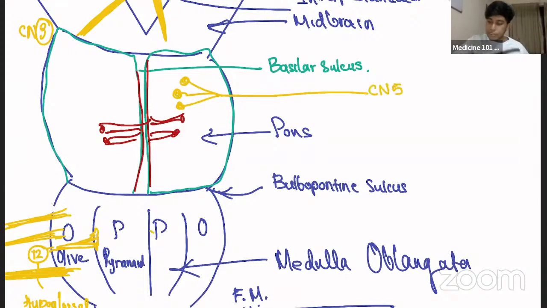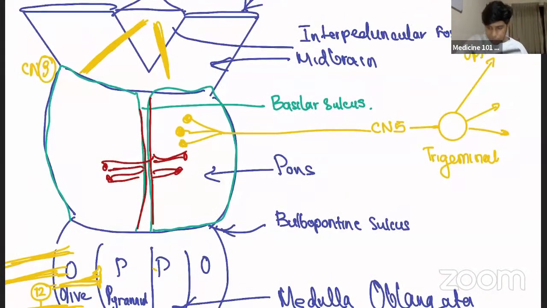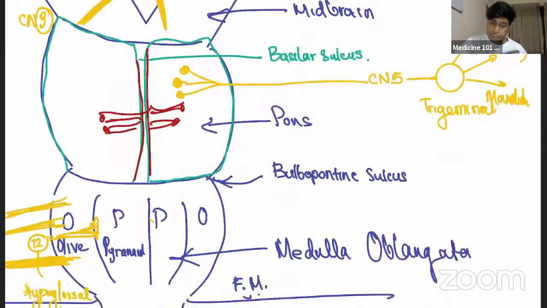Cranial nerve 5, which forms a ganglion, what is this cranial nerve's name? Trigeminal. Yes. What are the 3 branches of the trigeminal? Ophthalmic, maxillary, and mandibular. Which of these have a motor innervation? There's only one of these nerves which has a motor innervation. Which of these 3? Mandibular. Yes. It innervates the muscles of mastication.